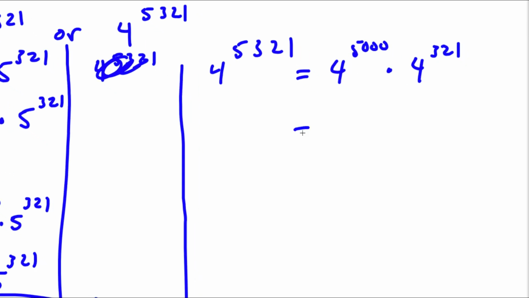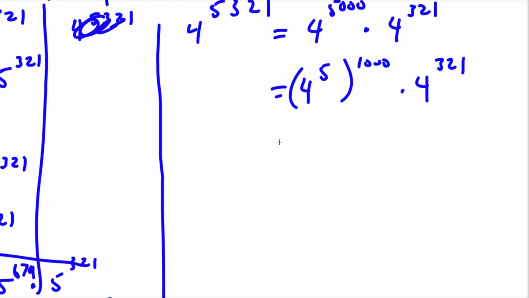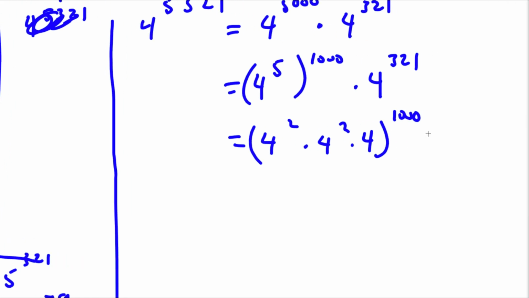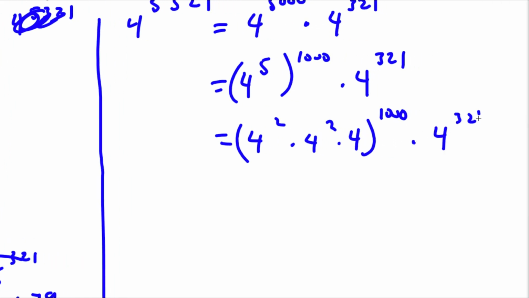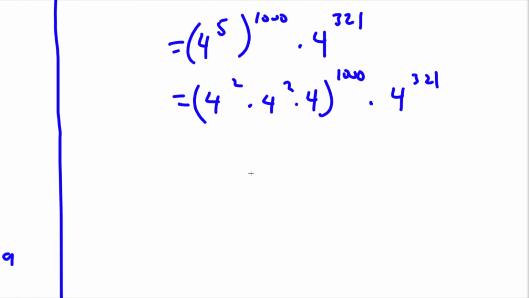And now 4 to the power of 5,000 we could rewrite as 4 to the power of 5, to the power of 1,000. We have this times 4 to the power of 321. Now 4 to the power of 5 we could rewrite as 4 squared times 4 squared, to the power of 1,000 times 4 to the power of 321. Now this, in the parentheses, would equal 1,024 to the power of 1,000 times 4 to the power of 321.